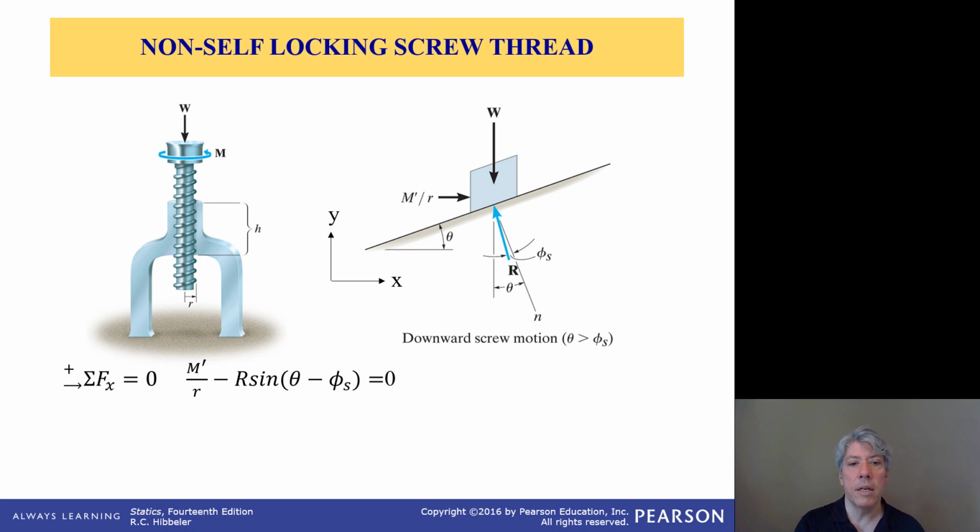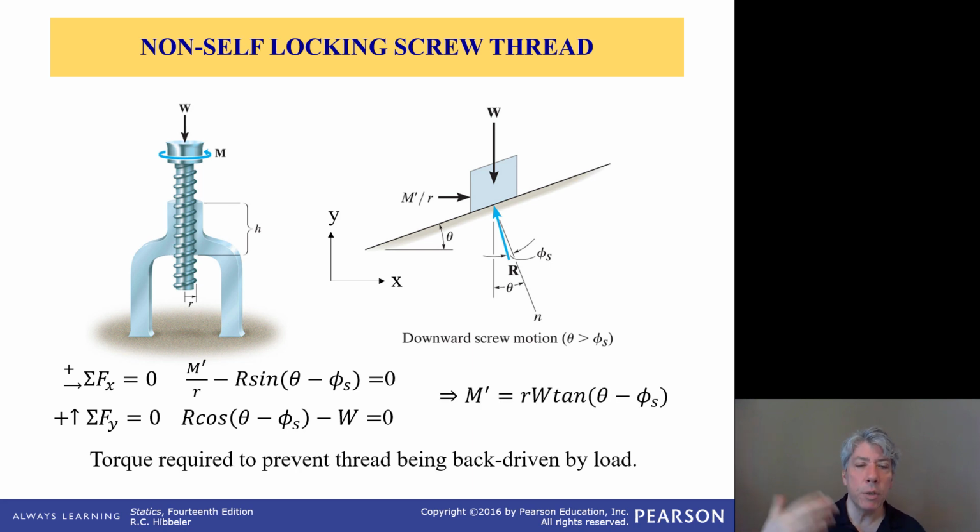Again, notice now the sine function needs the angle between vertical and the resultant, and that angle is the difference between the lead angle and the angle of static friction. And summing forces in the y direction, similarly, both the resultant and the weight appear in this equation as well. But of course we need the cosine function to take the component of the resultant that is vertical.